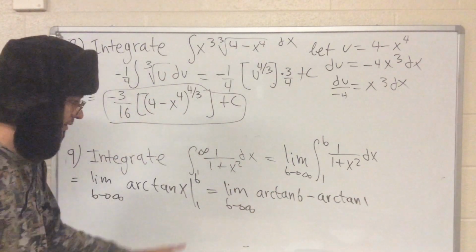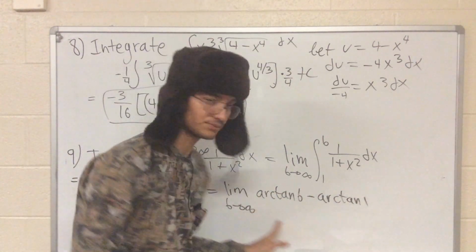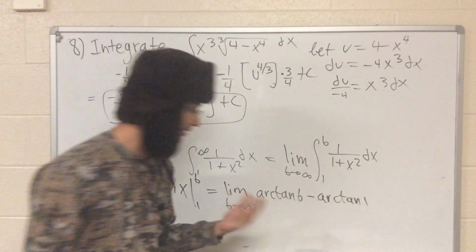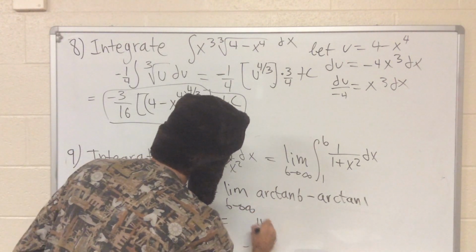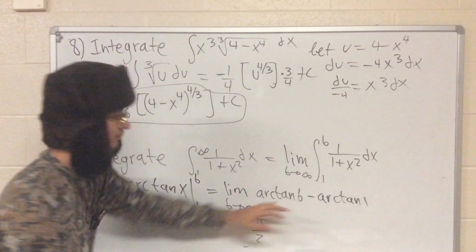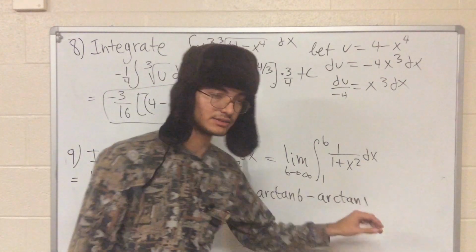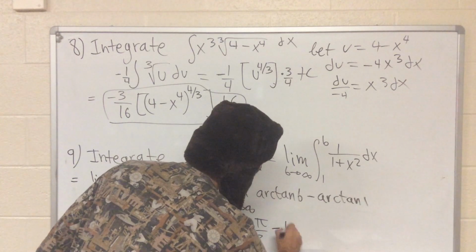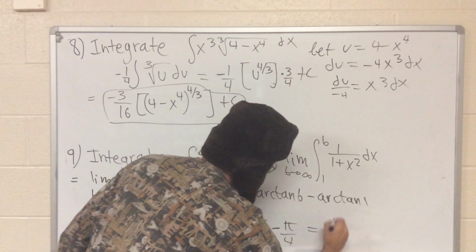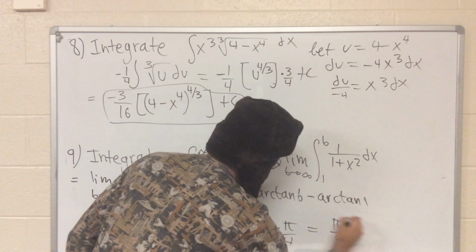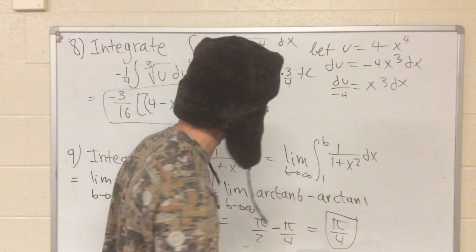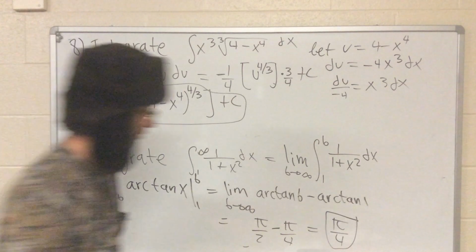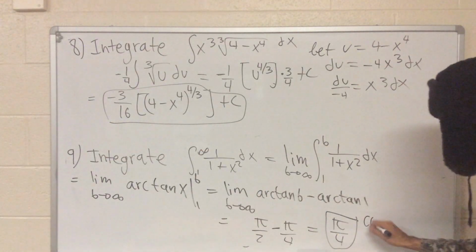Now we know that the limit of arctangent of b as b approaches infinity will be indeed pi over 2. So that'll be approaching pi over 2. And then the arctangent of 1 will just be pi over 4, so minus pi over 4. And that'll be equal to positive pi over 4. So this integral converges to pi over 4. Okay, so the integral converges.